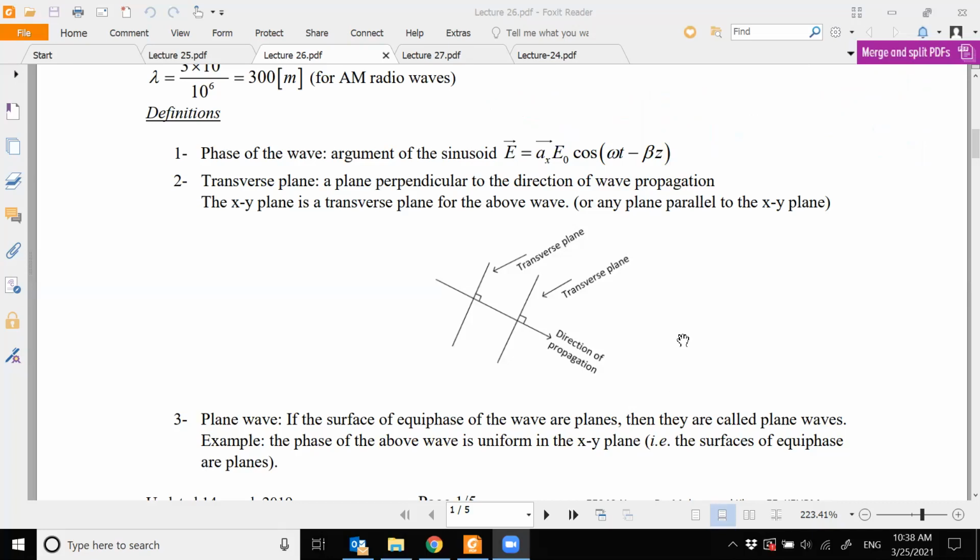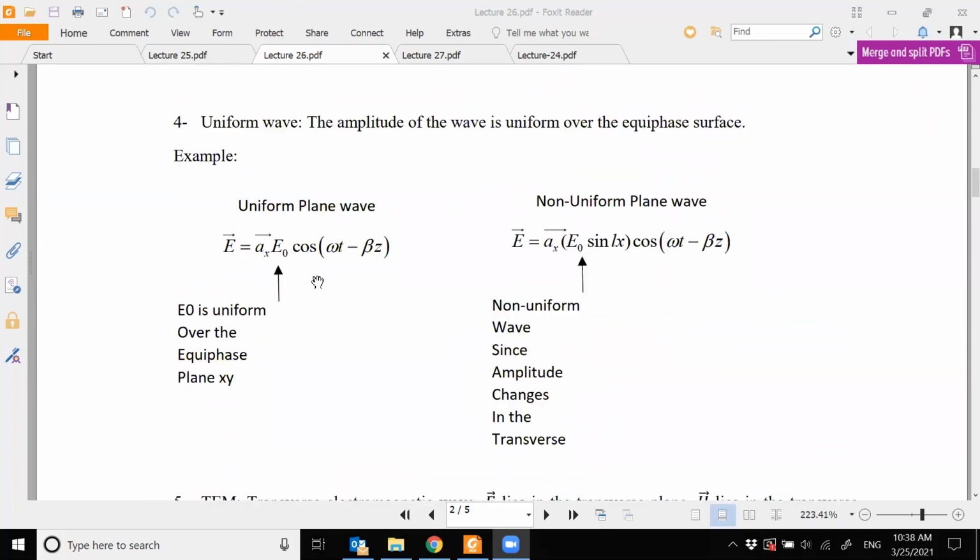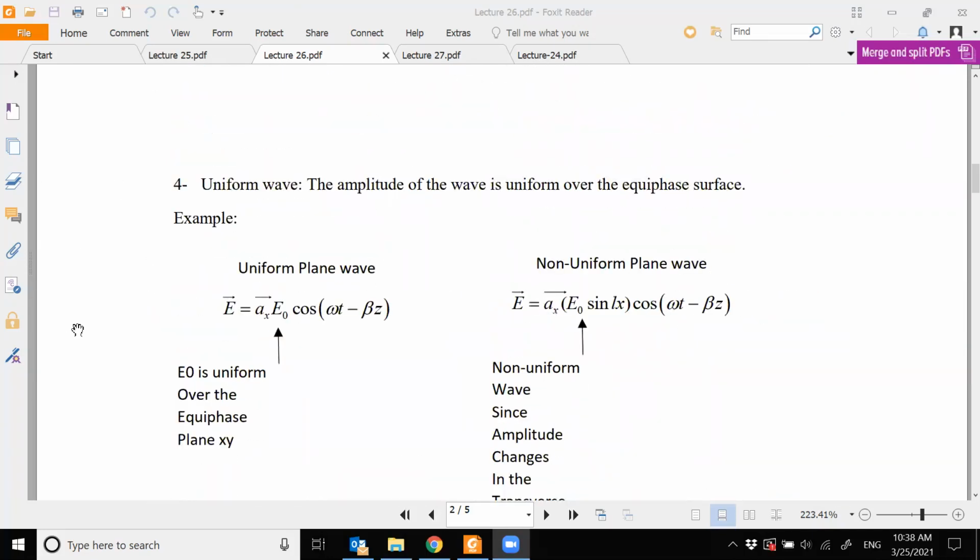Okay, then the uniform plane wave. What do you mean by uniform? That means it comes to the amplitude now. If your amplitude is a constant, then it's a uniform plane wave. If amplitude is not constant, then it is a non-uniform plane wave.